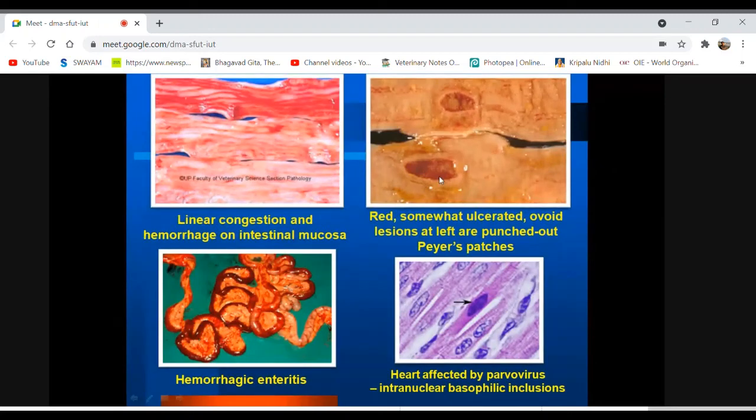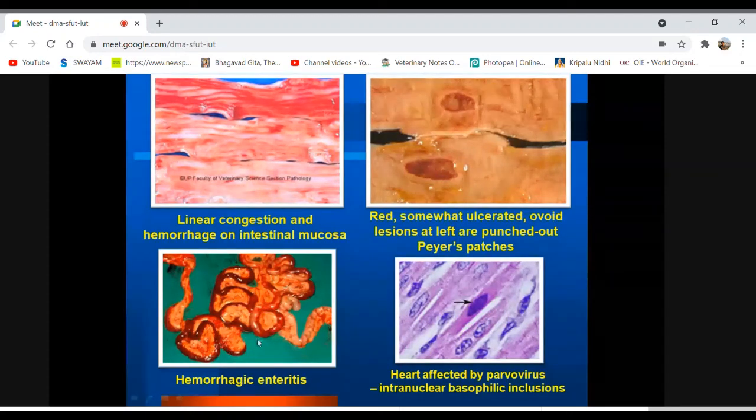These are the lymphoid tissues in the intestinal tract, right? So they used to be very severely affected. They will show severe ulcerative, necrotic, and hemorrhagic lesions, very prominent and distinct compared to the surrounding area. That's why this is termed punch-out, okay. Punch-out Peyer's patches.